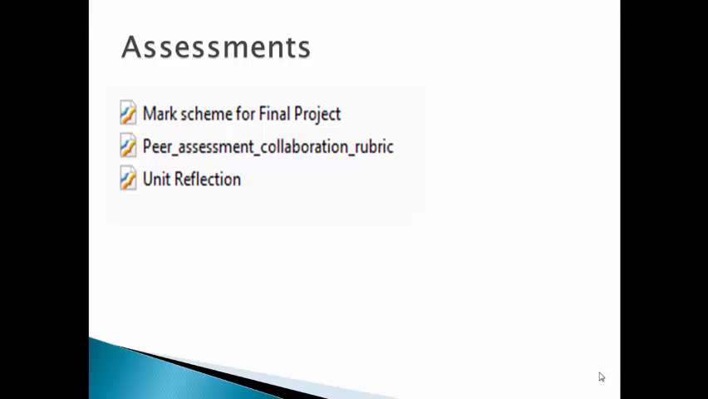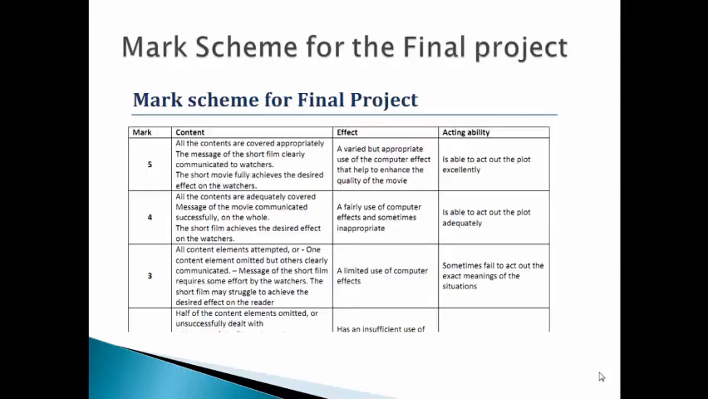Assessments. I use three methods to assess the projects of my students. The first one is the SMART scheme for the final project. The second one is the peer assessment collaboration rubric, and the last one is the unit reflection. This is the SMART scheme for the final project. I will score their final projects based on three aspects. The first one is the content, the second one is the effect of their short movies, and the last one is the acting ability.